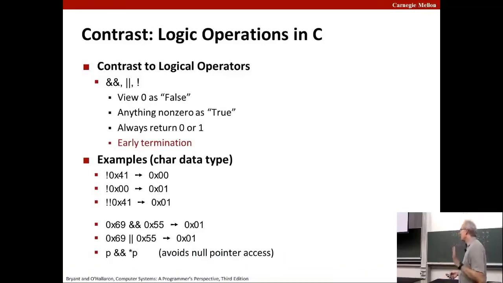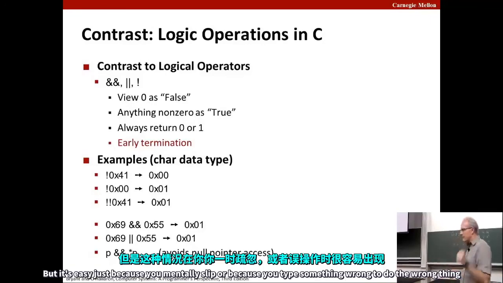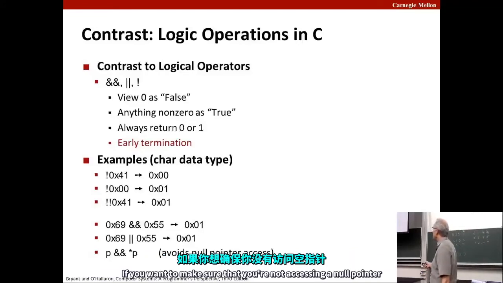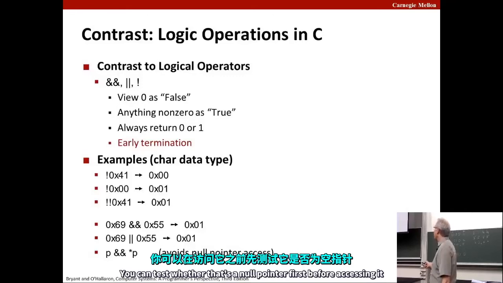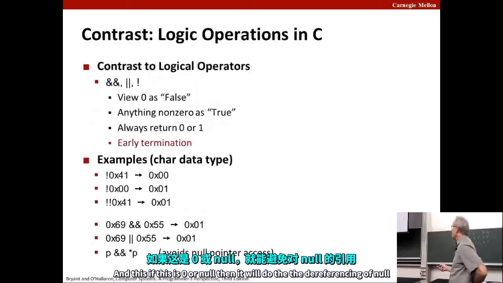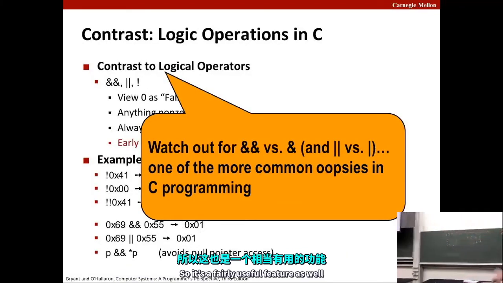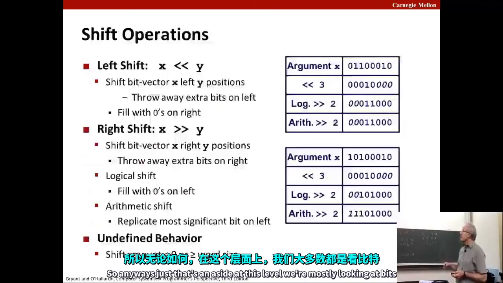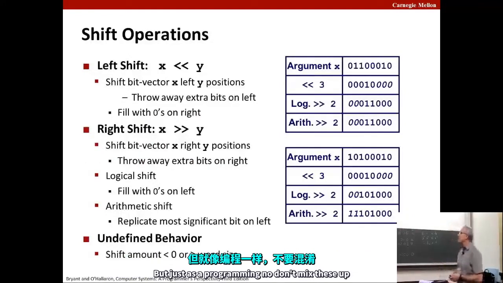But it's easy, just because you mentally slip or type something wrong, to do the wrong thing. In particular, this early termination is something that people use a lot. If you want to make sure that you're not accessing a null pointer, you can test whether that's a null pointer first before accessing it. And if this is 0 or null, then it won't do the dereferencing of null. So it's a fairly useful feature as well. Anyways, that's an aside. At this level, we're mostly looking at bits, but just as a programming note, don't mix these up.